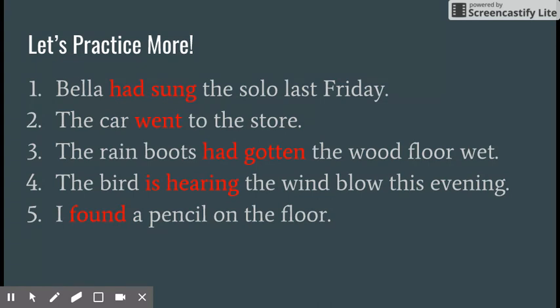So this time, using the same sentences, I'd like you to identify whether the verb or verb phrase is present, past, present participle, or past participle. So number 1, Bella had sung the solo last Friday. The car went to the store. The rain boots had gotten the wood floor wet. The bird is hearing the wind blow this evening. I found a pencil on the floor.